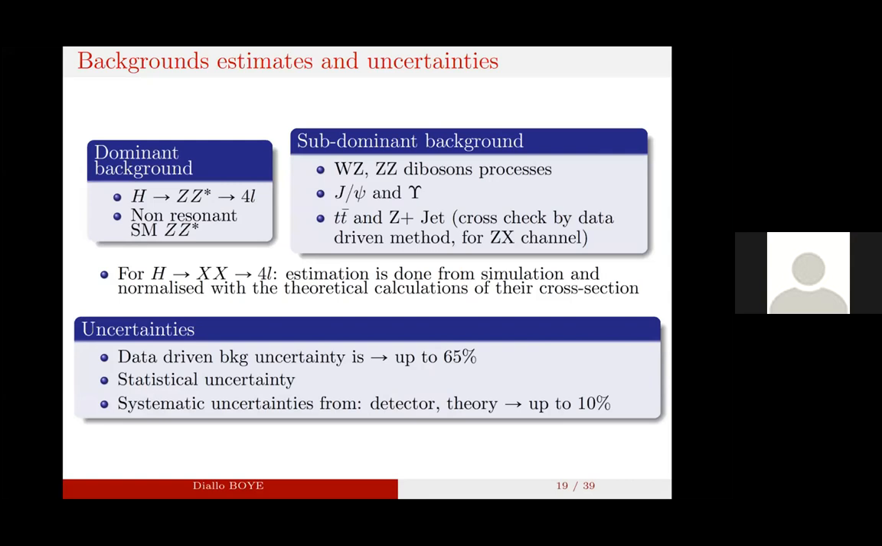And we also use a data-driven method to estimate some residual backgrounds. The sensitivity related to the data-driven method is up to 6.5 GeV. And the statistical uncertainty is quite small, and the systematic uncertainty from the detector and theory are up to 10%.